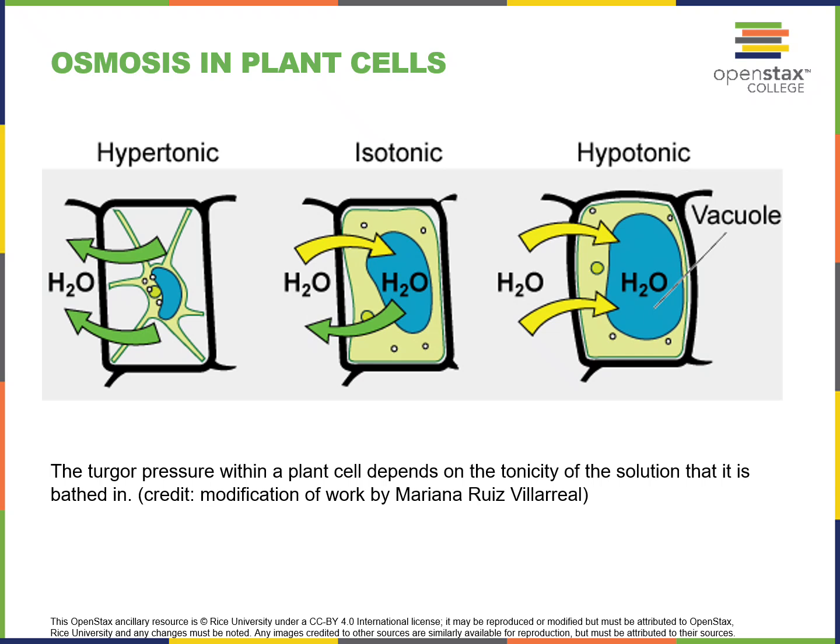Same thing in plants. That central vacuole helps with what we call turgor pressure for a plant cell. In animal cells, it's osmotic pressure. In plant cells, it's turgor pressure, and it's the same thing.